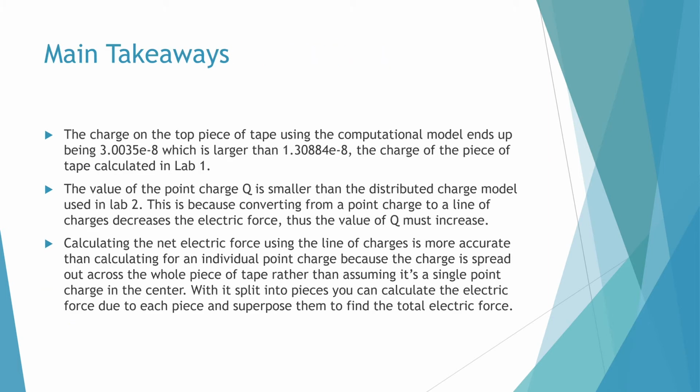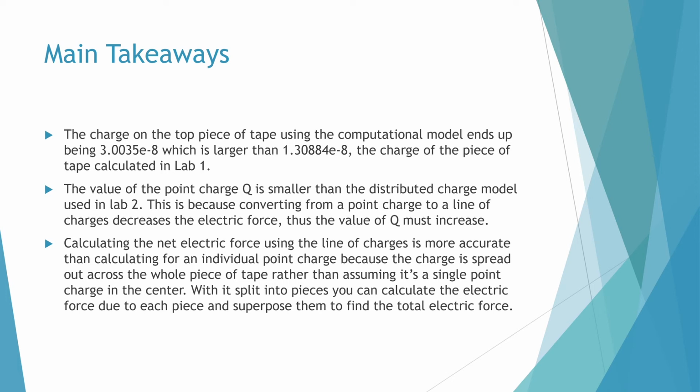And so the main takeaways from this lab were that the charge on the split up piece of tape into a rod turned out to be larger than what I calculated in lab 1 to be the charge. The value for a point charge is smaller. This is because converting a point charge to a line of charges decreases the electric force, and so due to that ratio, the Q must increase.